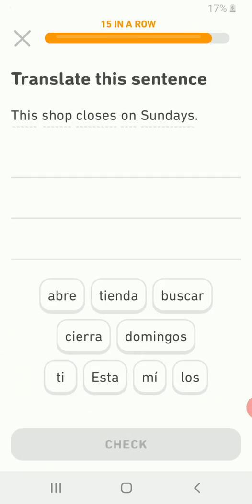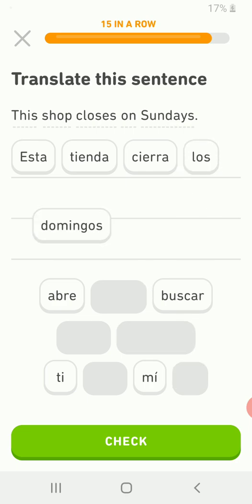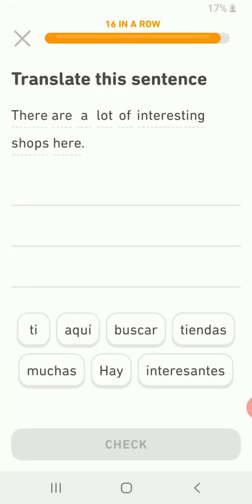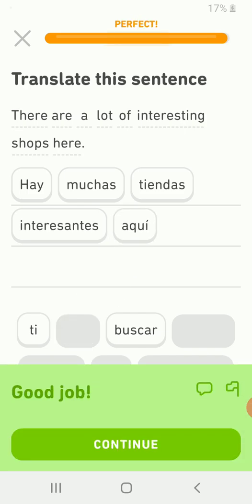La tienda interesante. Yeah. This shop closes on Sundays. So closes, cierra. Esta tienda cierra los domingos. So buscar is to search or to look for. There are a lot of interesting shops here. Hay muchas tiendas interesantes aquí.